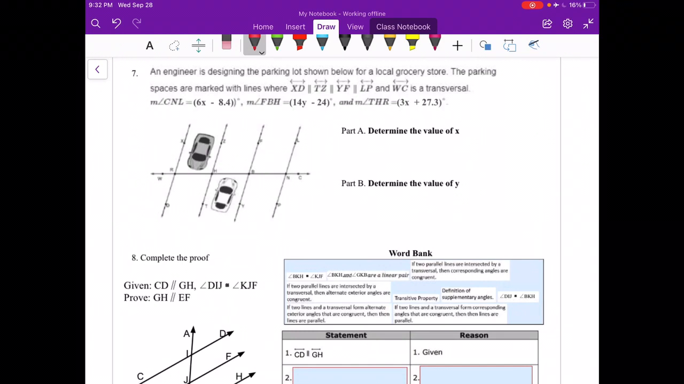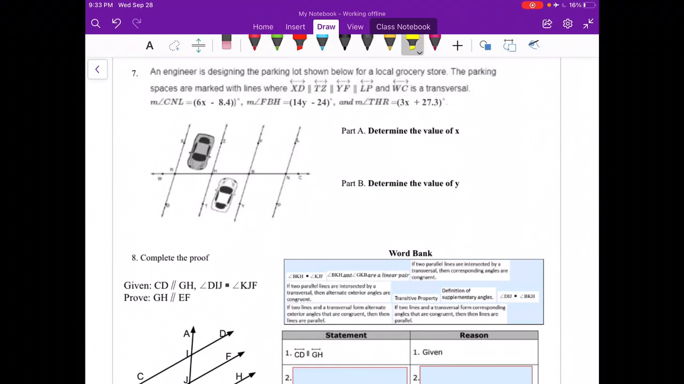Now for question number 7, this one is actually just like all the other questions. You'll notice we're given a transversal, but this time we're using our transversal relationships to solve for a variable. In part A, we're going to determine the value of x, which means that we solve for x. And in part B, we're determining the value of y, which means that we're solving for y.